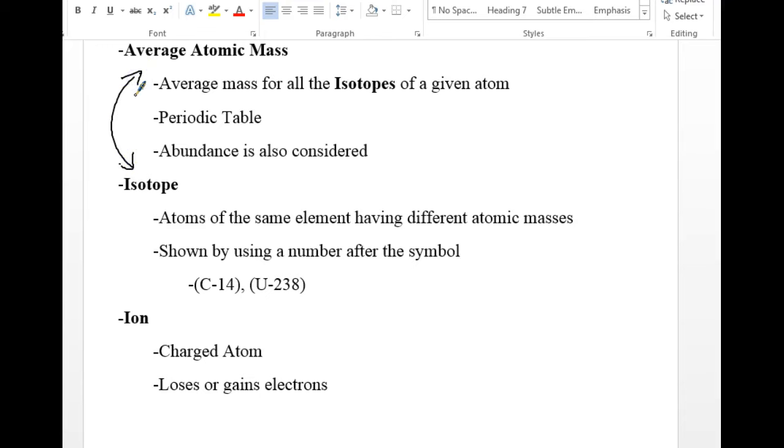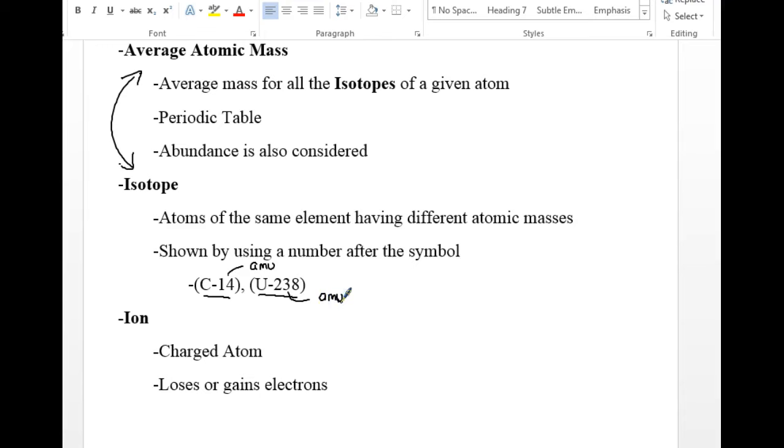We could actually look at isotope first. An isotope is an atom, or atoms of the same element having different atomic masses. These are always shown by using a number after the symbol. So we have carbon-14 and we have U-238. Carbon-14 tells us this is the AMU.